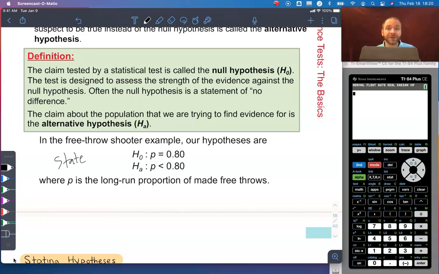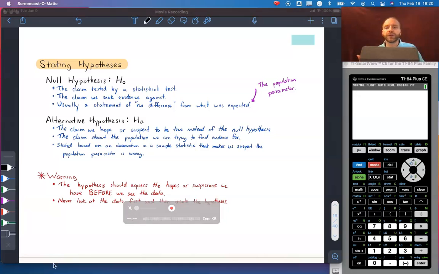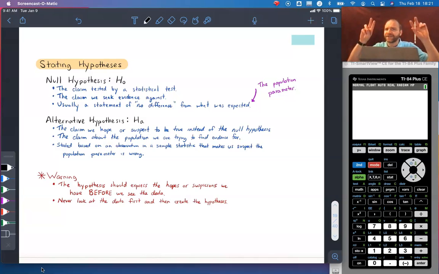And notice null has no difference there. It's equal to what he claimed, 0.80. And the alternative is what we suspected or we thought we would see, which is less than 0.80. Here's some notes that I have. You can go ahead and read them. But what I want you to realize is the warning. The hypotheses should be expressed before we see the data. And think about it, you can't test the claim after you collect the data and observe something. You make your hypotheses before you collect the data.